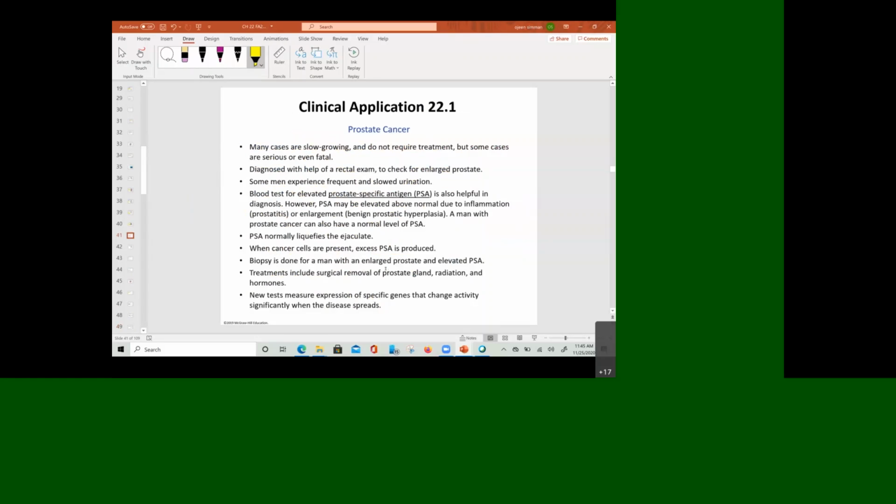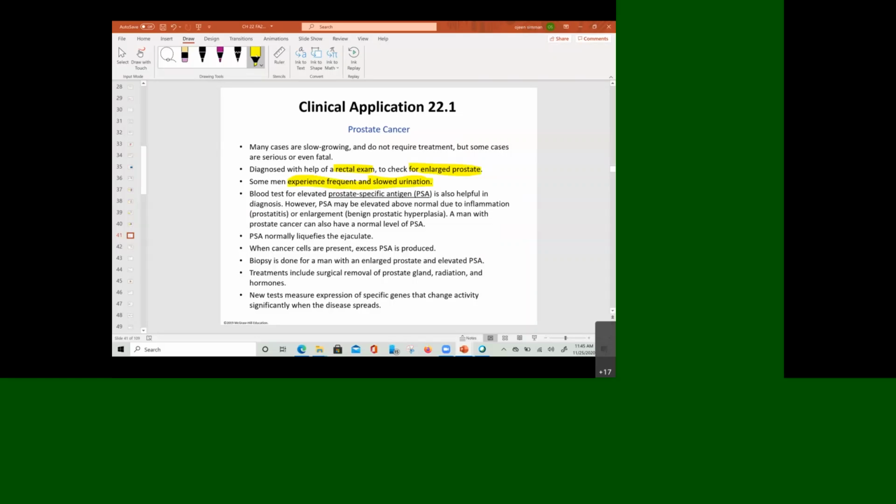Prostate cancer. Okay. Now, prostate cancer, we have to know that prostate cancer is actually the third most common cancer in males. The way that prostate cancer is diagnosed is through a digital rectal exam where the physician palpates an enlarged prostate. The most common symptoms, sometimes you see slowed urination and or frequent urination.